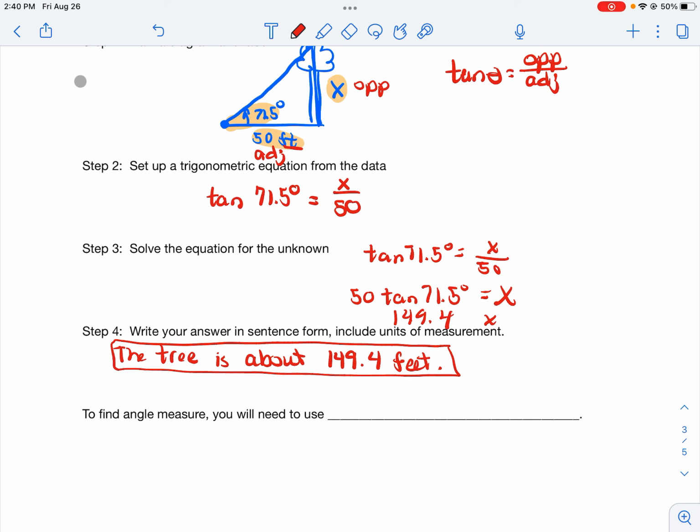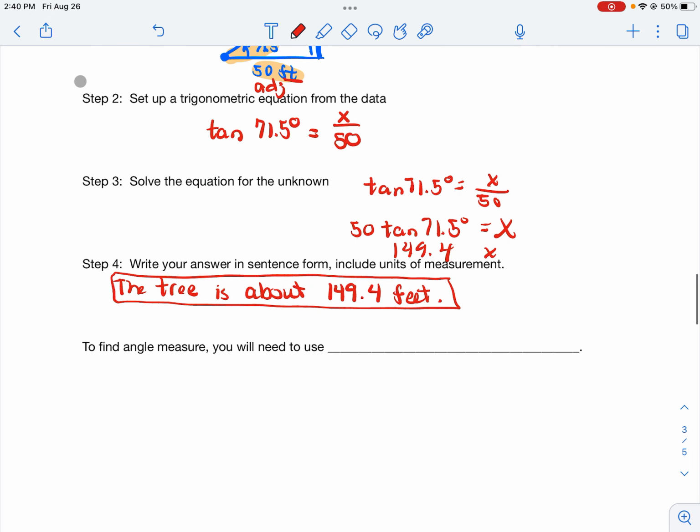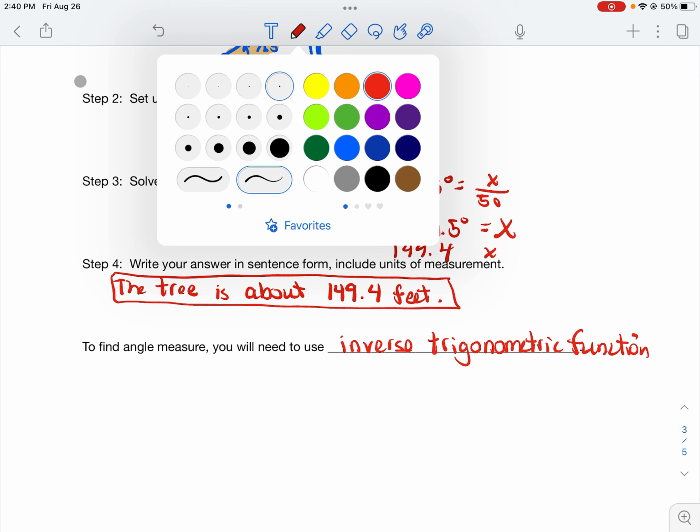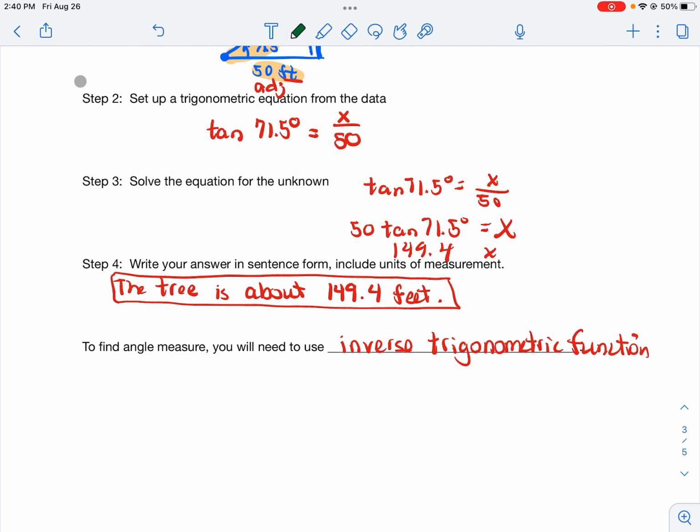Now, what if the angle is missing and you were given the two side measurements? So to find the missing angle, you're going to need to use something called inverse trig functions. We're going to go a little bit more in detail on that in later sections. But for right now, basically what you need to know is just like inverse functions you learned in college algebra, inverse trig functions switch your domain and your range. So you're switching those values.